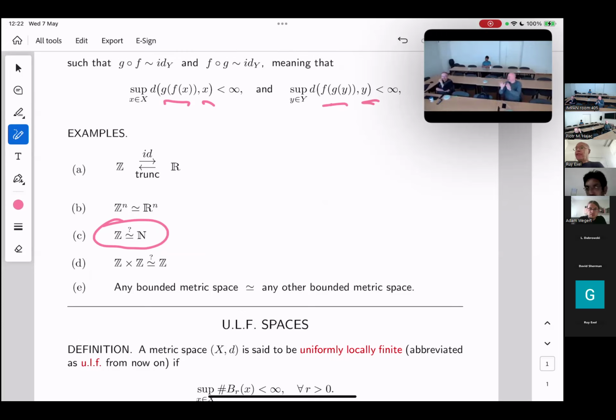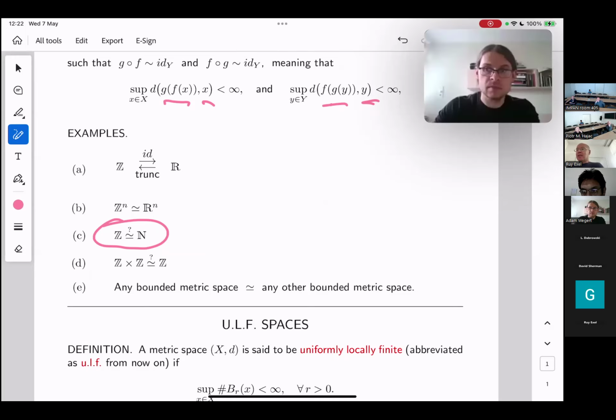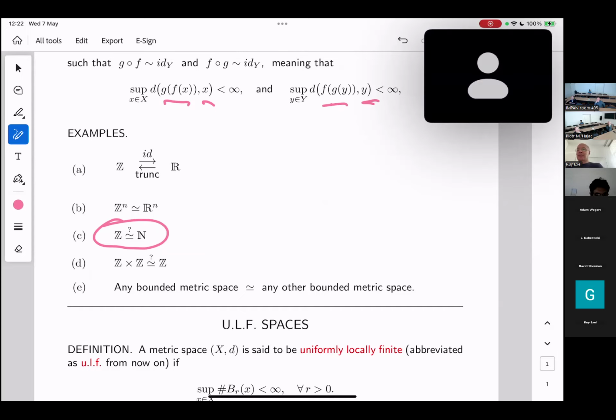So the notion of coarse equivalence is that when you step back and look at those spaces from a distance, the integers look like a real line, but the natural numbers look like half a line. That's exactly the point this notion of coarse equivalence is supposed to make. Likewise, Z cross Z is not coarsely equivalent to Z, because one of them looks like a plane and the other looks like a line.